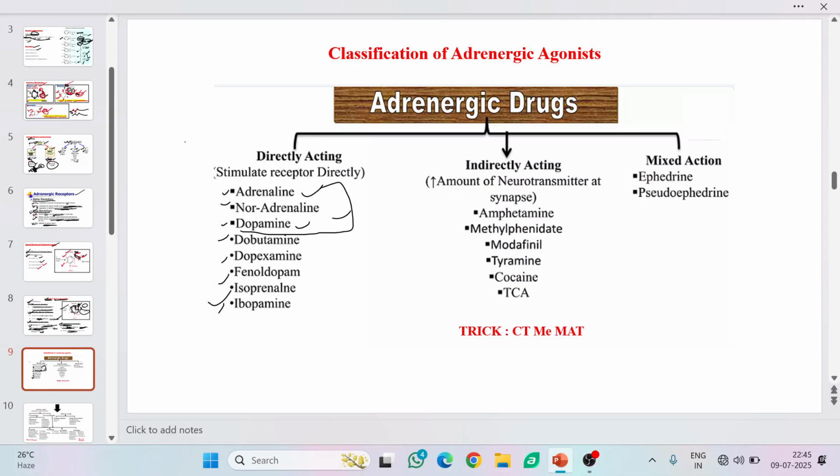Again, indirect acting. They increase the amount of neurotransmitter at the synapse. Indirectly acting, they do not act directly on the receptor but they increase the level of neurotransmitter.